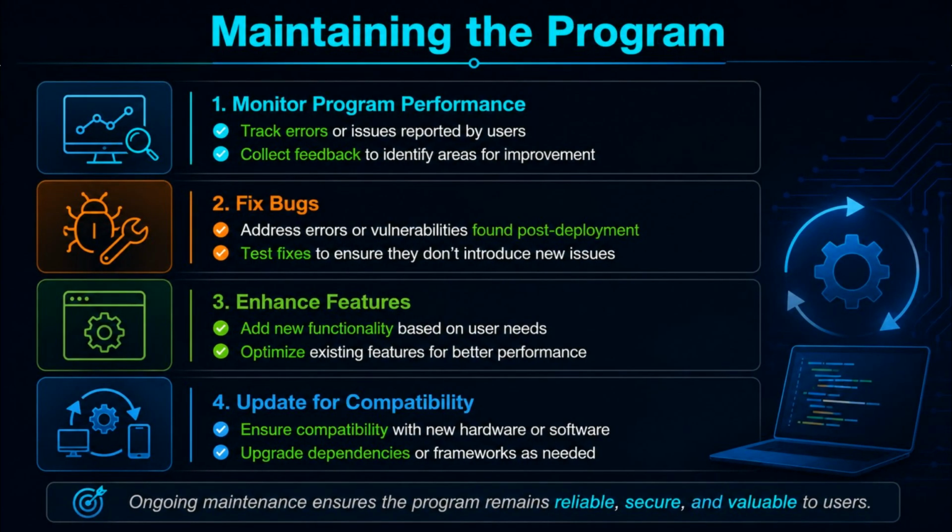Maintaining the program is step 7, and it never really stops. Monitor performance, tracking errors, and collecting user feedback. Fix bugs as they're discovered, testing every fix carefully so it doesn't introduce new problems. Enhance features based on what users actually need, and optimize existing ones. And update for compatibility, keeping pace with new hardware, software, and dependencies over time.